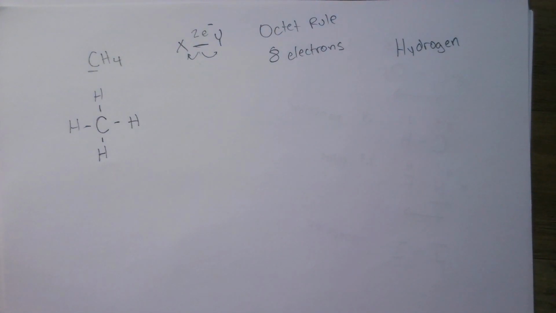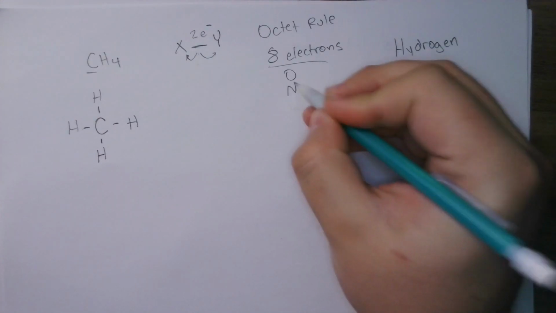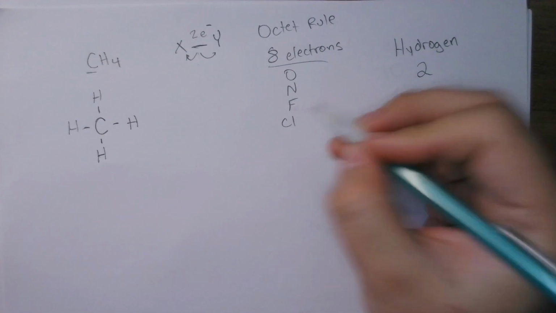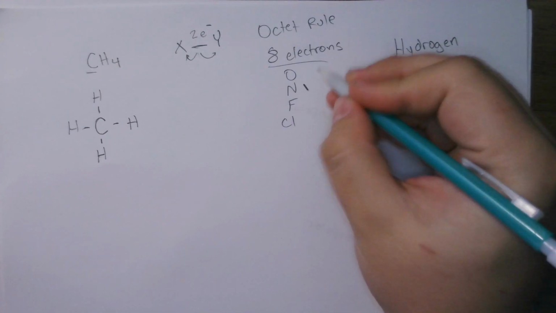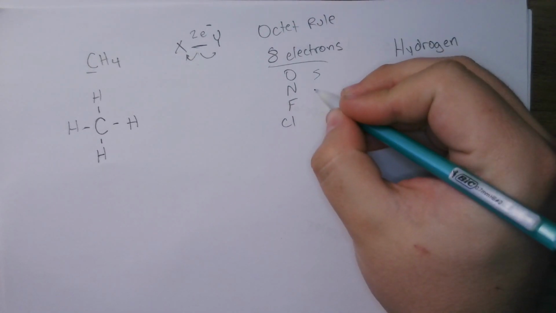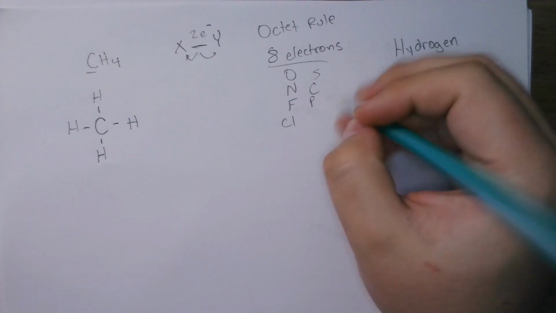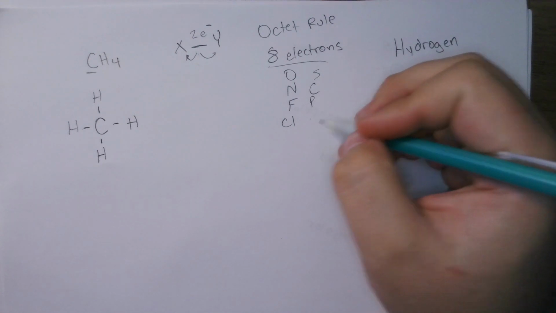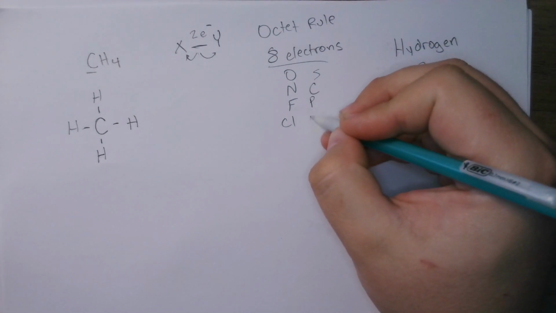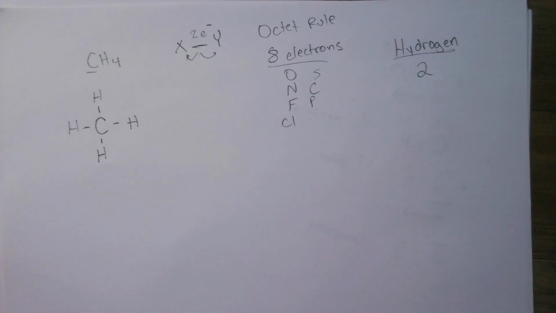Hydrogen, because it only has an s orbital, can only hold a max of 2 electrons. Most things will want 8. Oxygen wants 8, nitrogen wants 8, fluorine wants 8, chlorine wants 8, etc. Most atoms will go for 8. Pretty much any atom by default, that's the amount you're going to give it. We have carbon, phosphorus, all the different nonmetals that make these bonds. They want 8 electrons, but hydrogen specifically wants to have 2.